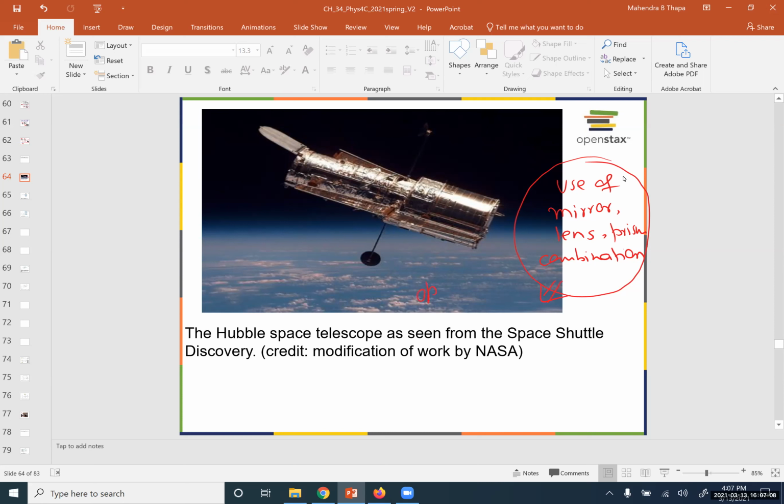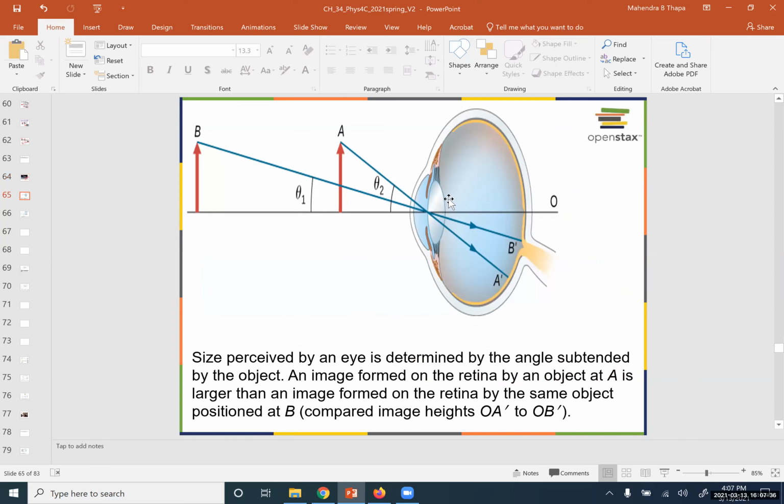So these are the optical instruments. Okay, so under this topic of optical instruments, we'll basically talk about the telescope, and we'll talk about the microscope.